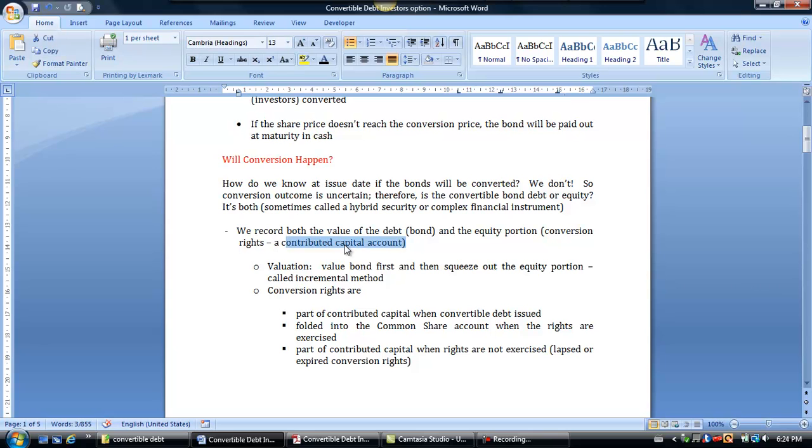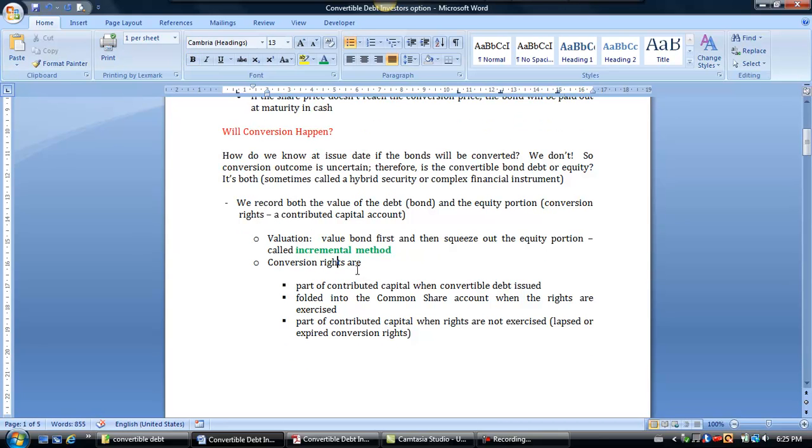So how do we value both the debt and the equity piece? The first thing we do is use a method known as the incremental method. Under the incremental method, we value the bonds first, and then we squeeze out the equity portion. That's why it's called the incremental method. The equity piece is valued as an increment, as the difference between the cash you got for the instrument when you issued it and the carrying value of the bond. So the conversion rights, as we said before, are part of contributed capital when the convertible debt is issued.